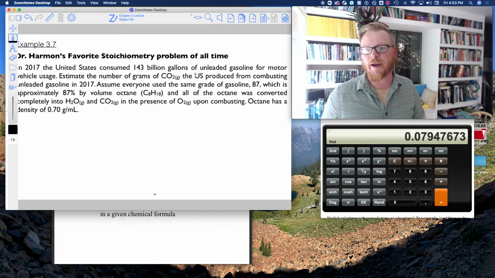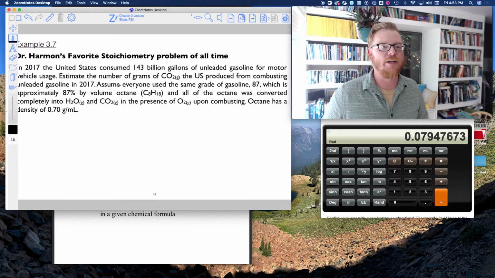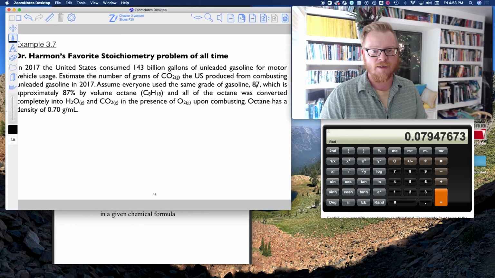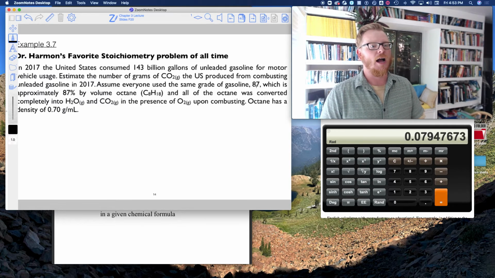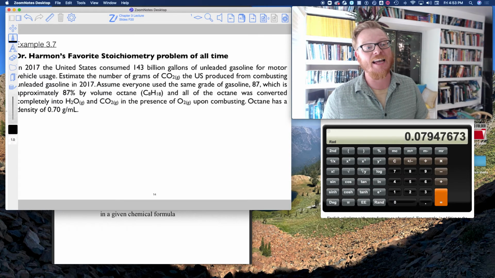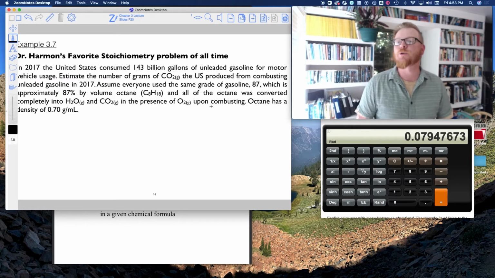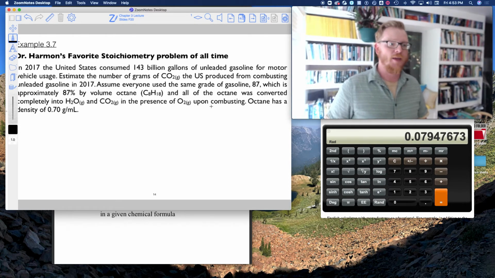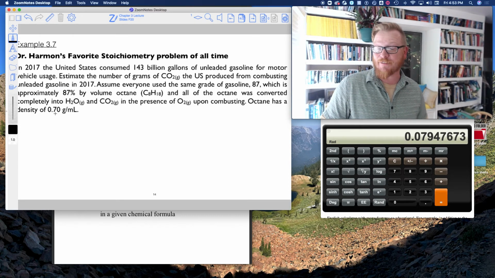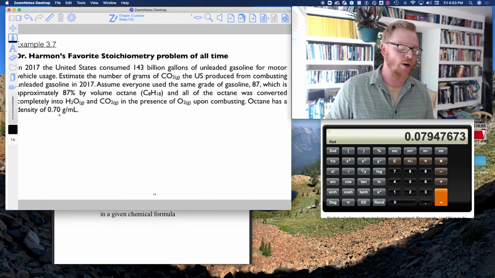So here's all the information you need to calculate that. You can assume everyone used the same grade of gasoline, the 87, that's the less expensive stuff, which is approximately 87% by volume octane. So here's a by volume thing you have to be able to do. And all the octane was converted completely into H2O and CO2 in the presence of O2 upon combustion. So it's basically saying just assume the combustion went complete. Okay? And you need the density of octane too. Octane has a density of 0.7 grams per mil.